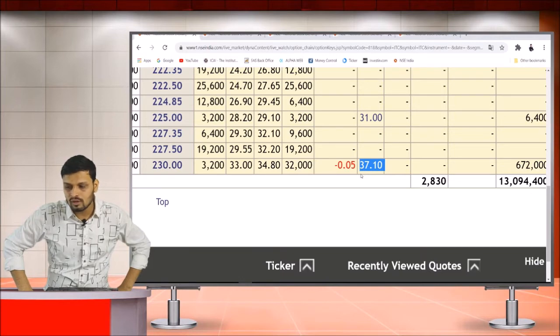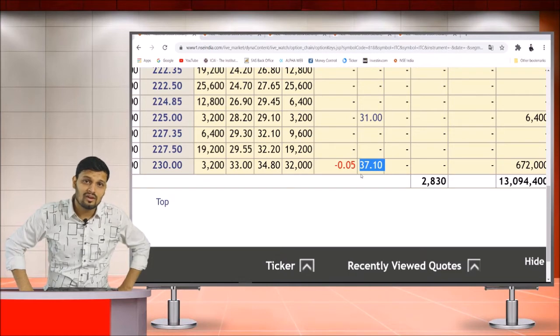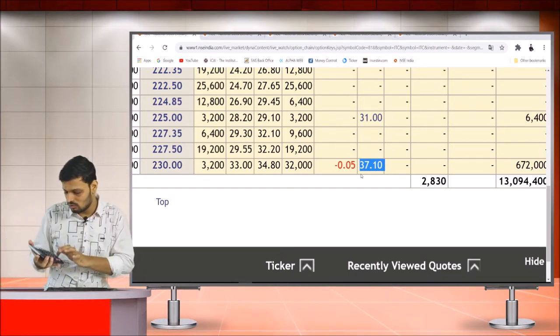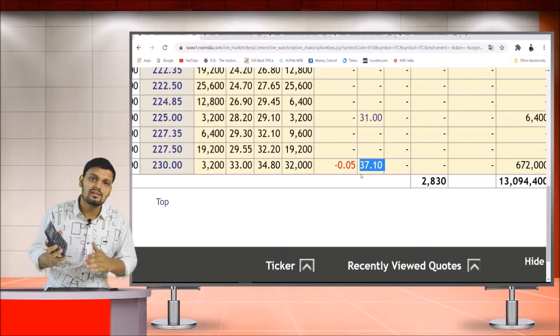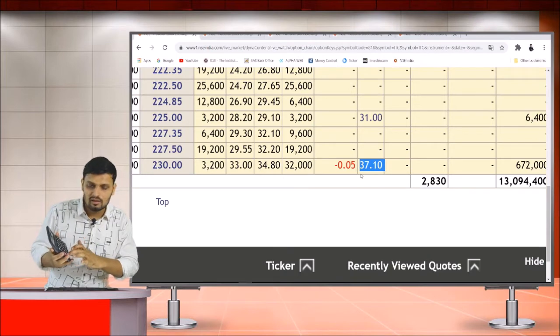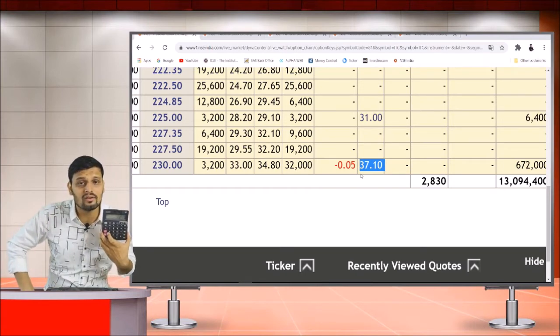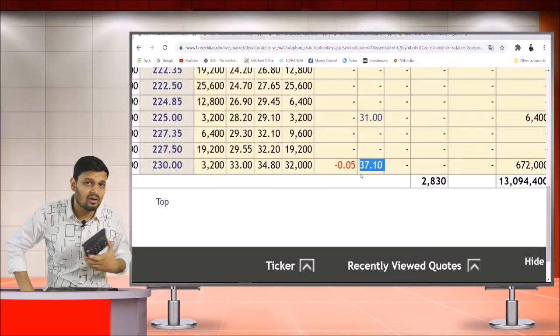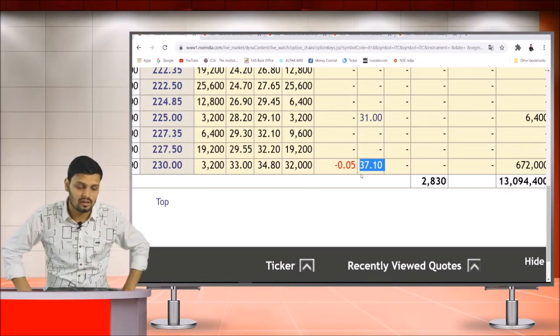Now, for that he has to pay a premium of 37.10. That means for him, 230 minus 37.10, he will try to earn money. He will earn money only after the price goes below 193. If it stays above 193, he will not make further loss, because he has already paid 37.1 into 3200 shares. He has already paid 118,720 of premium. After this, he will not pay anything from his pocket. Who? The put option buyer. Right?